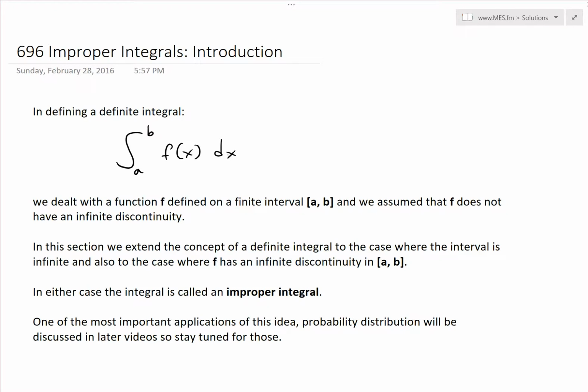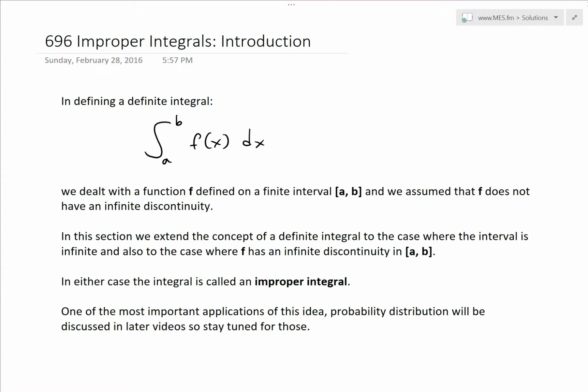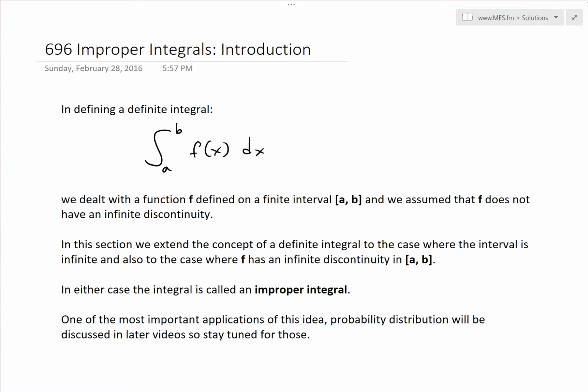Hi, it's time for another math easy solution, and today we'll discuss improper integrals and go over a quick introduction to them. Basically, in my earlier videos in defining a definite integral, we went over the function, the integral from a to b of f of x dx.